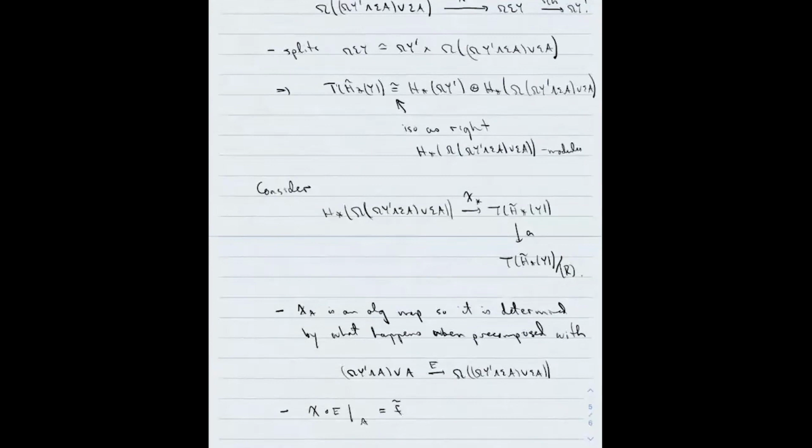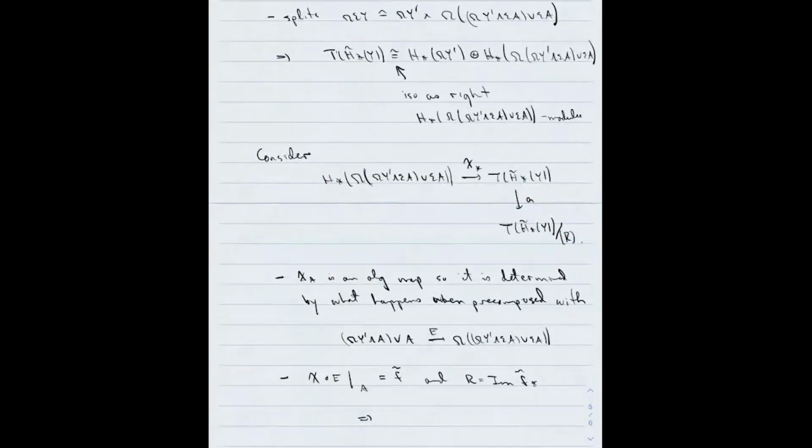So chi composed with E, restricted to A, is just this adjoint, and when we look at what happens in homology, when you compose with this quotient map, well, R by definition was the image of that adjoint. So if you do this quotient map, precompose with chi in homology, and you restrict to A, you just get zero.